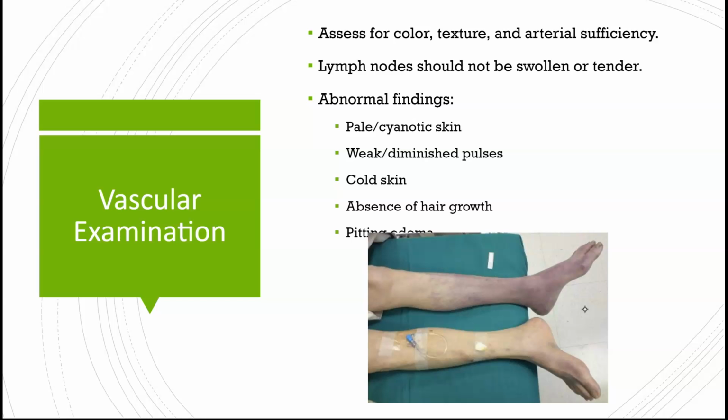So we were talking about this before, right? Extremities should look very similar from one side to the other. If you're looking at this picture, you see that there's this cyanosis in this patient's left leg. What does that indicate to you? Possible cardiac or pinched vessel. Pinched or occluded vessel, artery or vein? Artery. Artery, 100%.